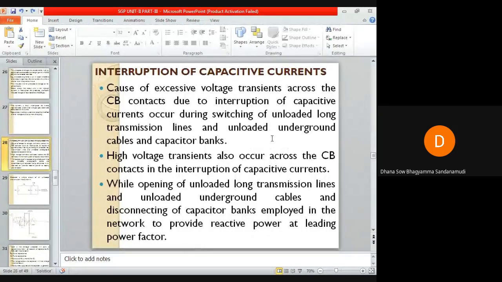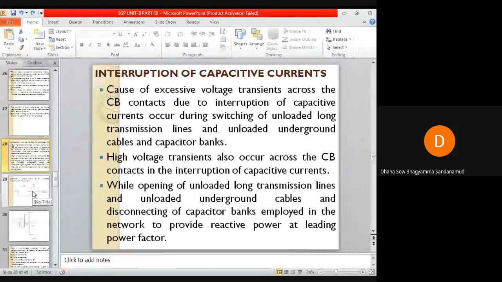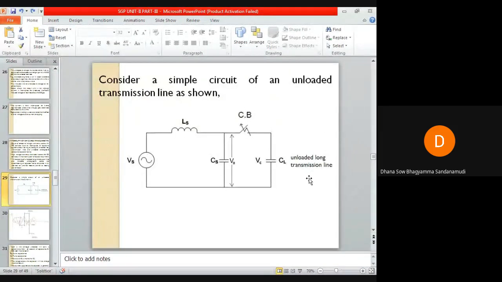Interruption of capacitive currents. Whenever we want to disconnect unloaded long transmission lines from the system, or unloaded ungrounded cables or capacitor banks, it is observed that while disconnecting them, they will cause excessive voltage transients across the circuit breakers.